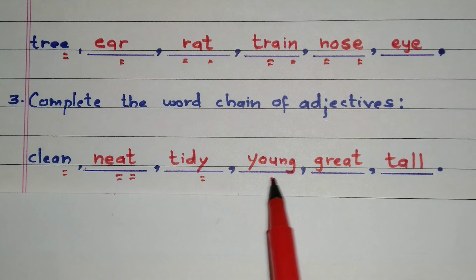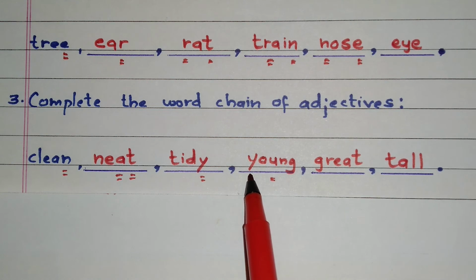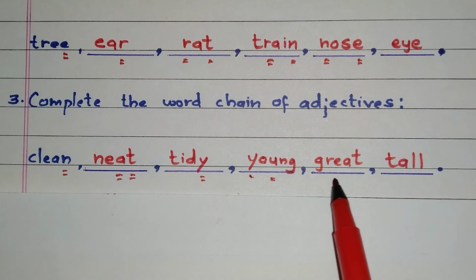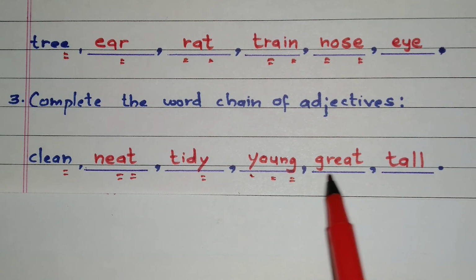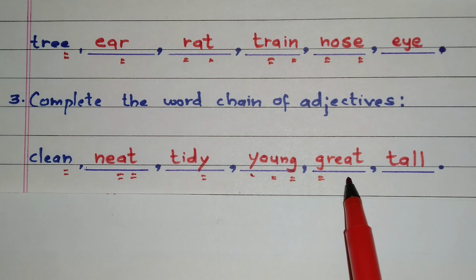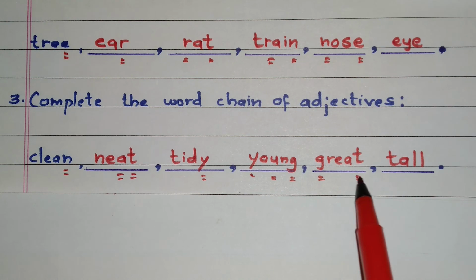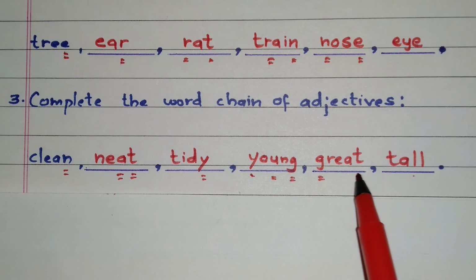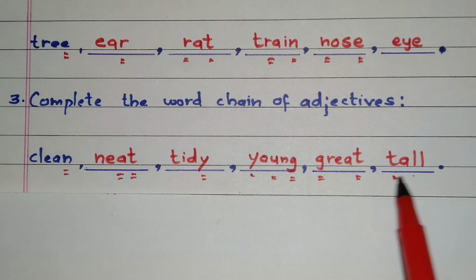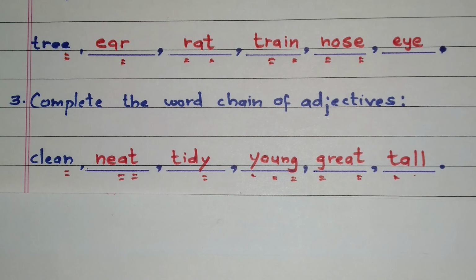So my next adjective starts with Y. That is young. The last letter of young is G. So my next adjective starts with G. That is great. And great ends with T. So therefore my next adjective is tall. It starts with the last letter T. So friends, this is how you are supposed to write a word chain.